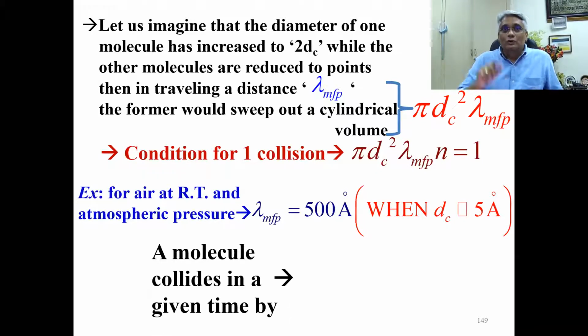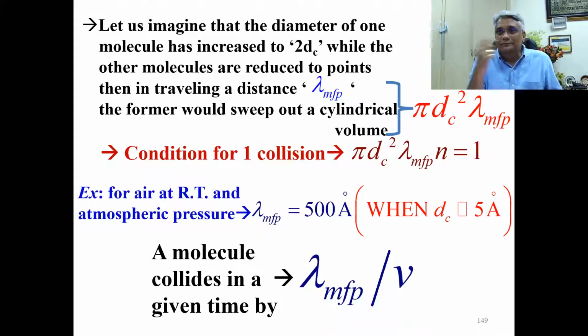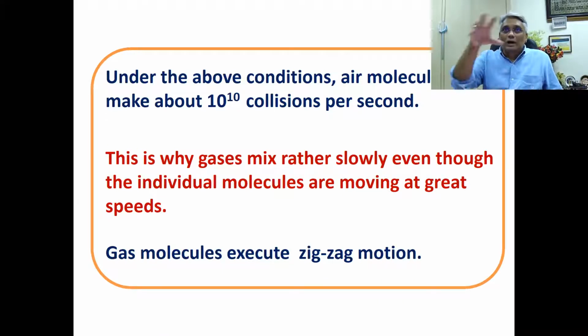Okay. So a molecule collides in a given time by, you know that, no? Lambda mean free path times the volume. Under these conditions, air molecules undergo about 10 to the power of 10 collisions per second. So this is why gases mix rather slowly, even though the individual molecules are moving at great speeds. And that is also the reason why we talk about the zigzag motion of gas molecules, right? So mixing of gases is not easy. Okay.